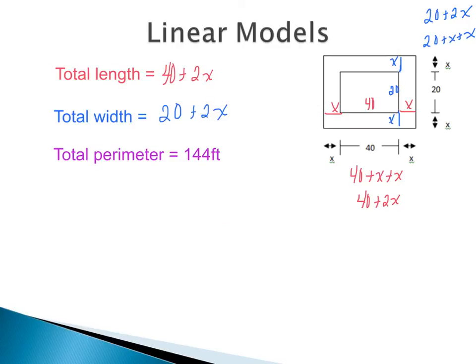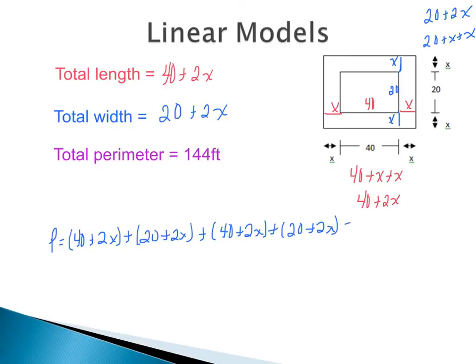So for our equation, we would have that our perimeter is equal to our first length of 40 plus 2x, plus our next width, which would be 20 plus 2x, plus our next length, which would be 40 plus 2x, and then plus that last width, which is another 20 plus 2x. And then again, we were told in the problem that this equaled 144.